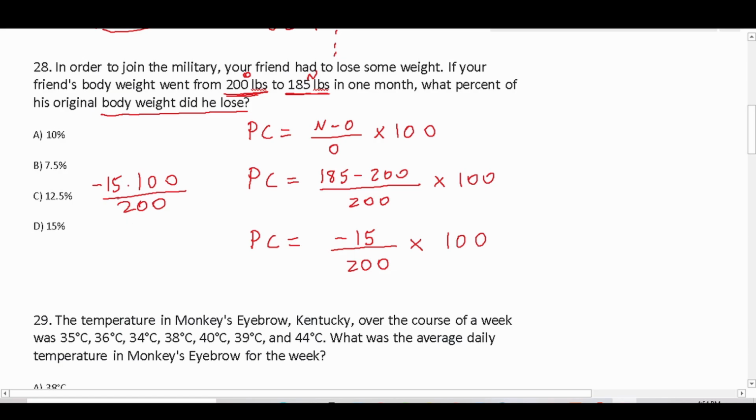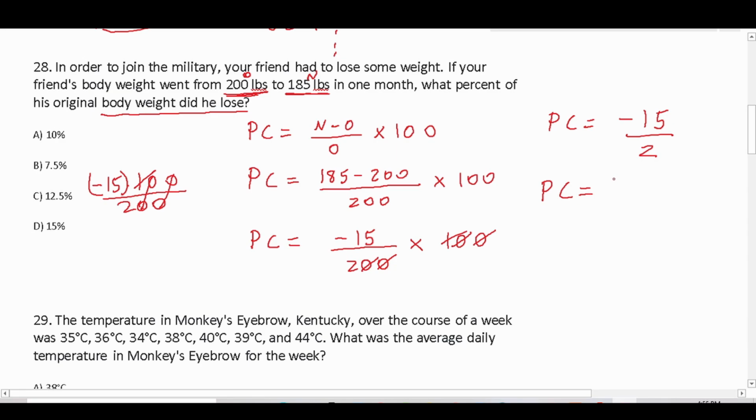What I can do is disregard this negative 15 for a second, and then 100 over 200, I can just cross out these zeros, and this becomes 1/2. And that's what I'm going to do here. I'm just going to cross out that 0, that 0, that 0, that 0. Anything times 1 is itself, so we can disregard this 1 in the numerator. So this becomes percent change equals negative 15 over 2.